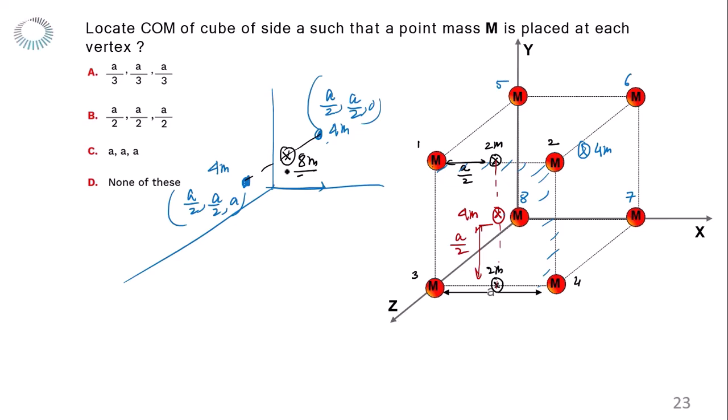At the midpoint, the z coordinate becomes, this is the z direction, again a by 2. So finally this coordinate is a by 2, a by 2, a by 2. Got it? That will be your answer. If you calculate by this method, then only it will be easier.